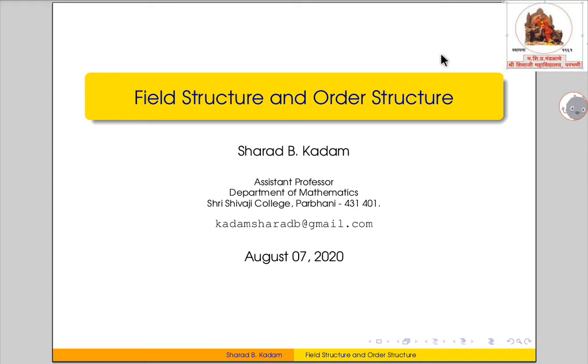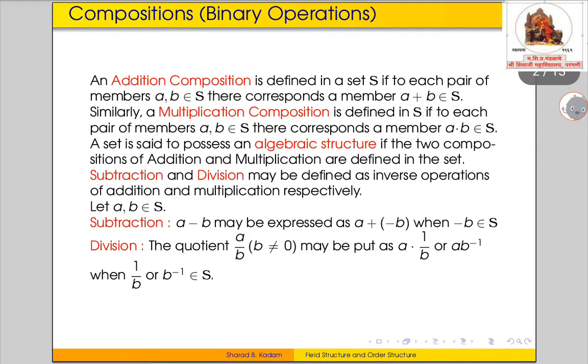Today I will explain what is meant by field structure and order structure. So here we have composition. Composition is nothing but a binary operation. Let us consider a set S. On the set S, we define addition composition to each pair of the members A and B in the set S. There corresponds a member A plus B in the set S.